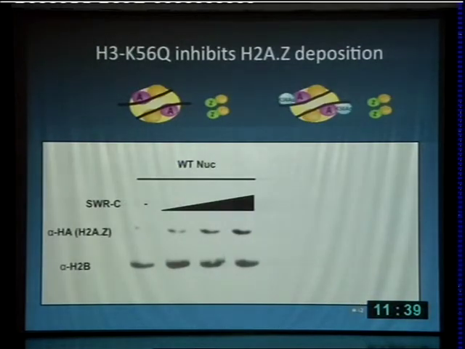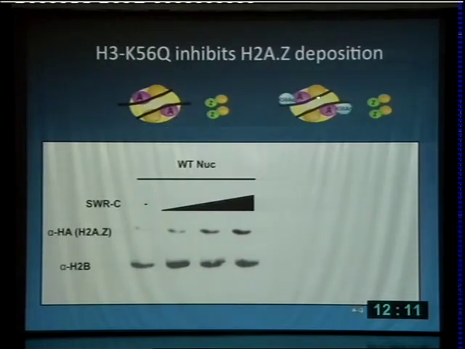So here shows kind of the scheme for what SWR-C does. Here's a basic H2AZ incorporation reaction by SWR-C. This is basically the reaction that was defined by Carl Wu several years ago when he identified this enzyme. Here's basically the Western blot for H2B or for H2AZ. You're starting with an H2A nucleosome, putting in H2AZ. And as you increase SWR-C, you see increasing incorporation of H2AZ into this nucleosome. I'm not showing the gels, but you also see the commensurate loss of H2A from that mononucleosome substrate. So that's with an unmodified H3 on an H2A nucleosome.